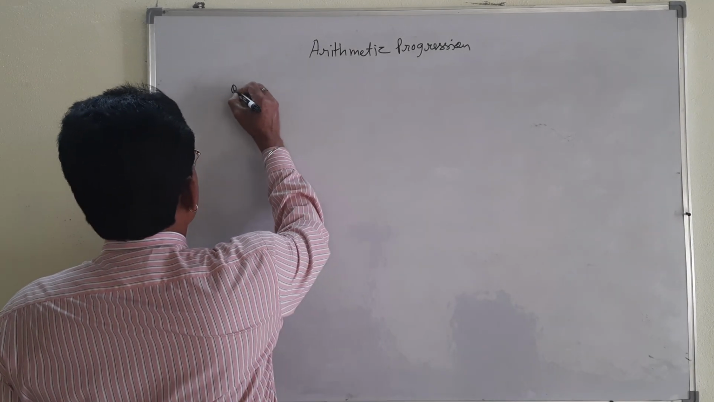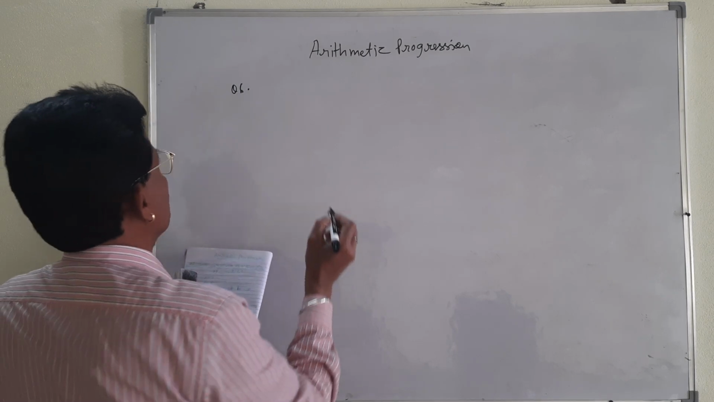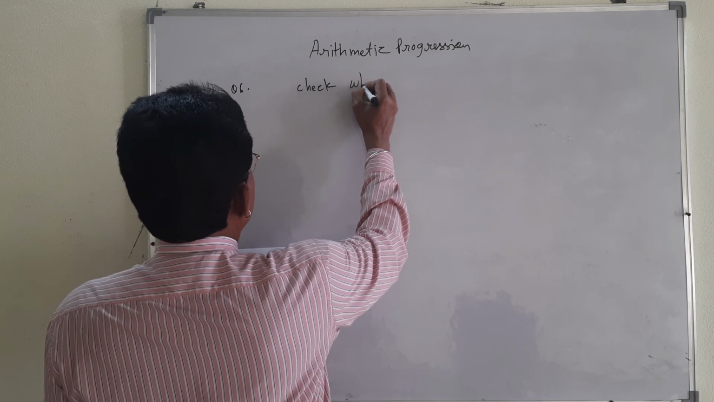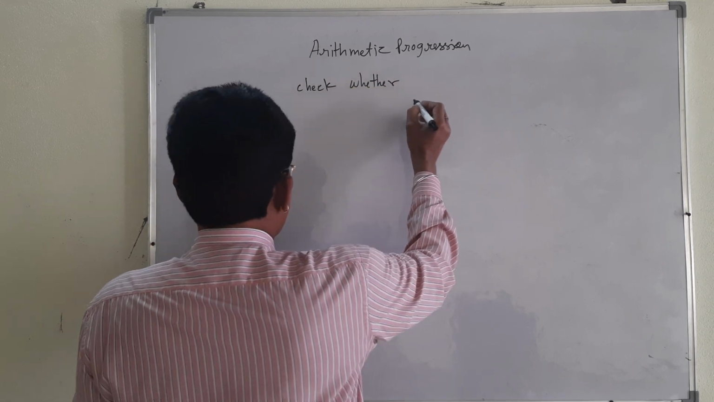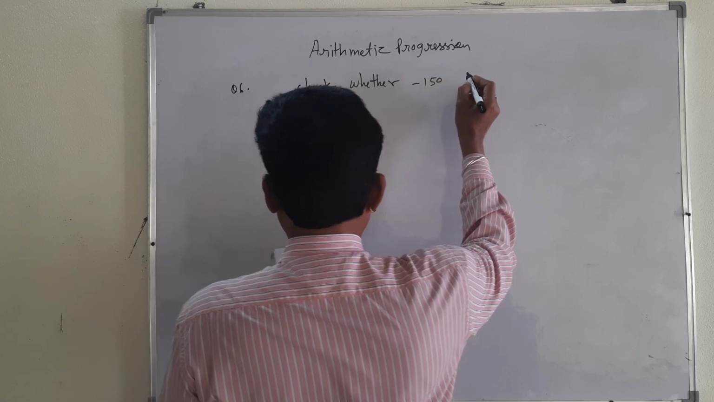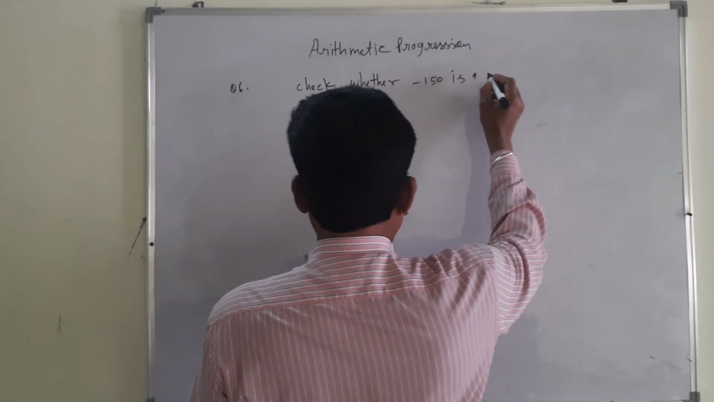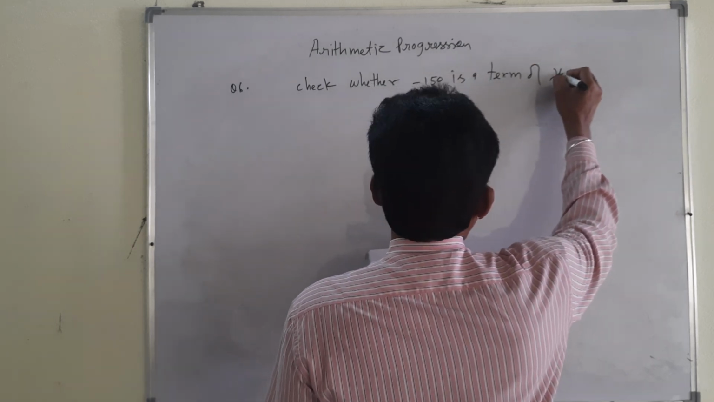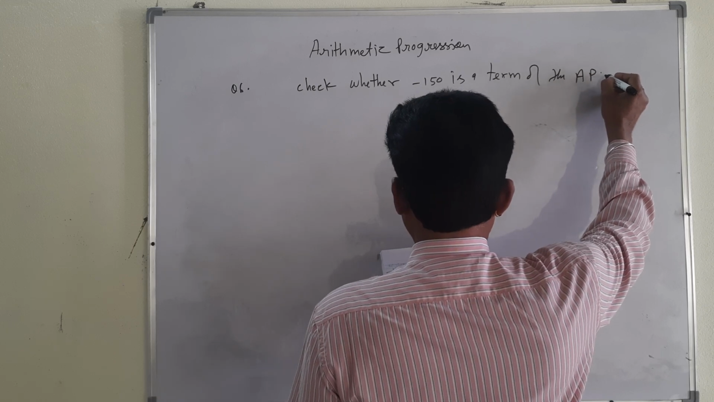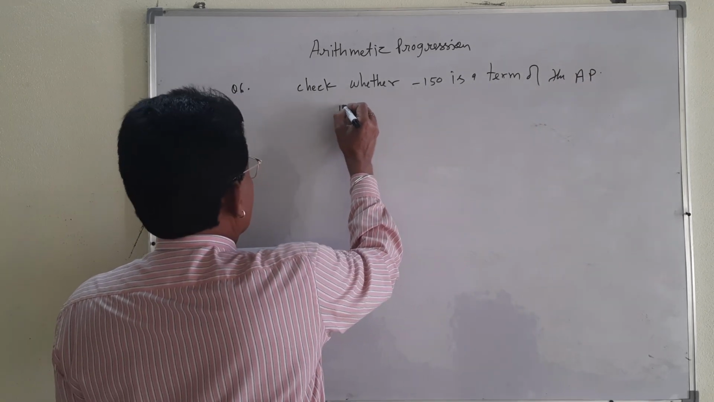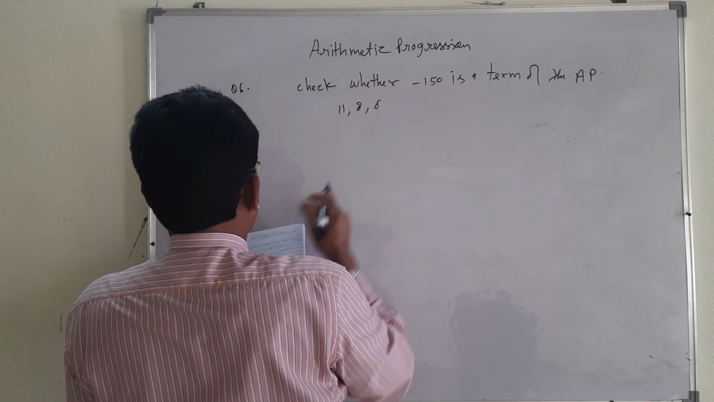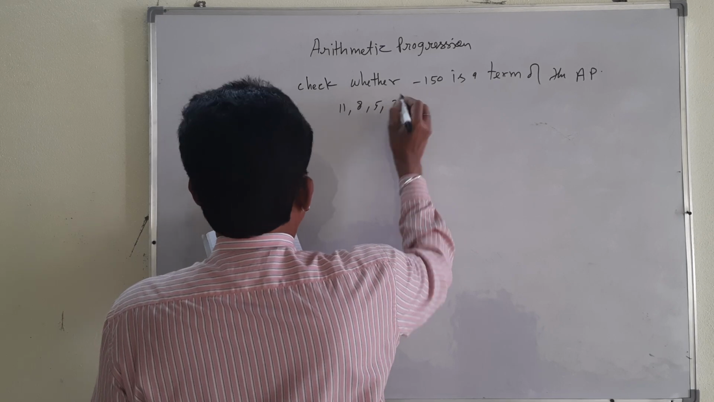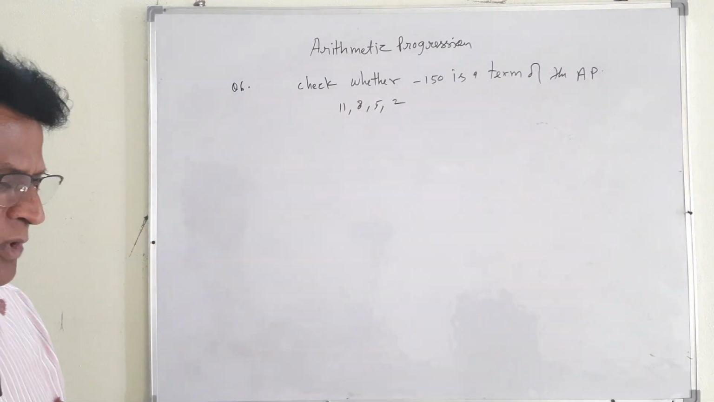I am taking question number 6 of arithmetic progression, which is very important. Check whether minus 150 is a term of the AP. What AP? I am taking 11, 8, 5 and 2. This is the arithmetic progression.